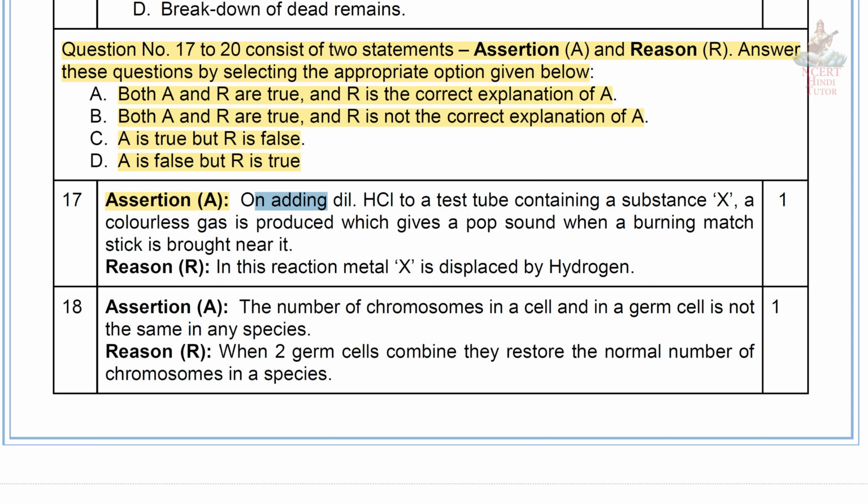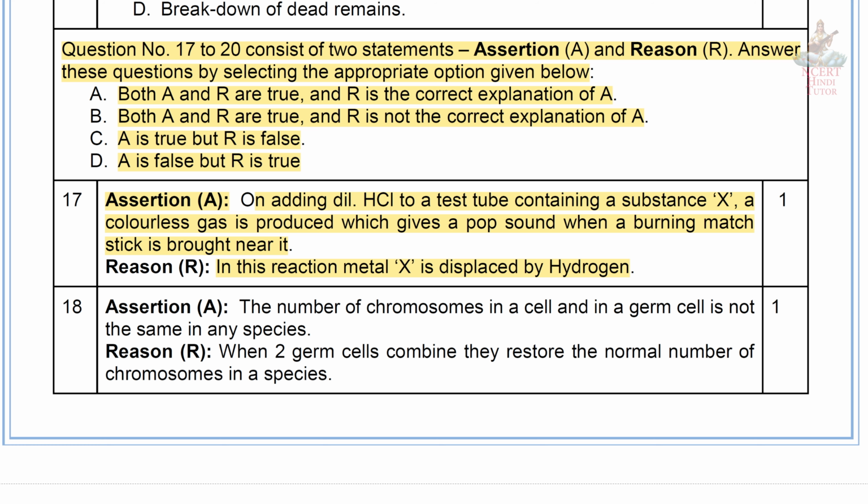Assertion A. On adding dilute HCl to a test tube containing a substance X, a colorless gas is produced which gives a pop sound when a burning matchstick is brought near it. Reason R. In this reaction, metal X is displaced by hydrogen. So, option is A. Both A and R are true and R is the correct explanation of A.